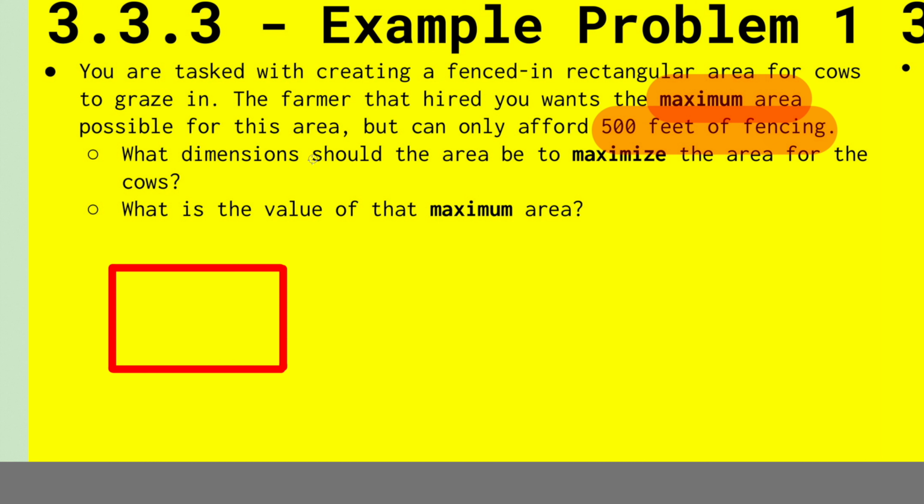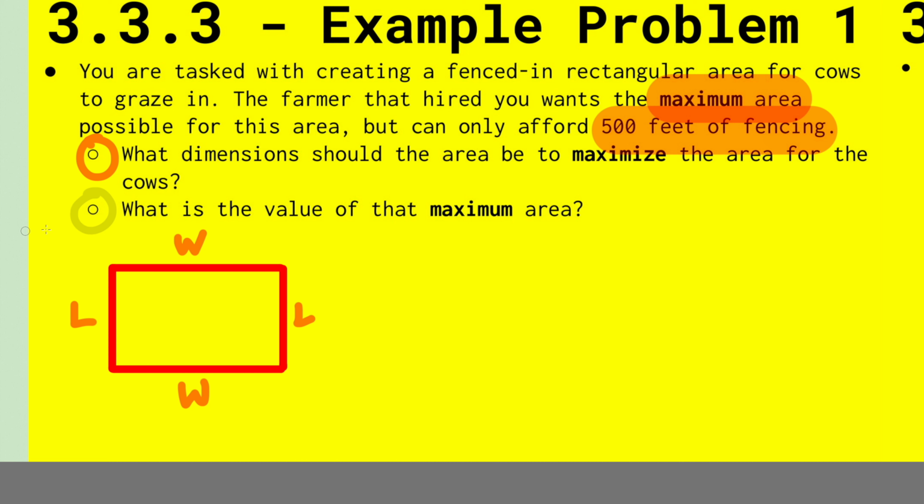It says, what dimensions should the area be used to maximize the area, and then what is the value of that maximum area? So we're trying to figure out the length and the width. Let's just call this the width and this the length here, which means this is also the length and this is also the width here. We're trying to figure out what is the L and the W for that first section right here. And then we're trying to figure out the actual area for that second one right there because it says what's the maximum area. All right, step one when doing this is figuring out the derivative.